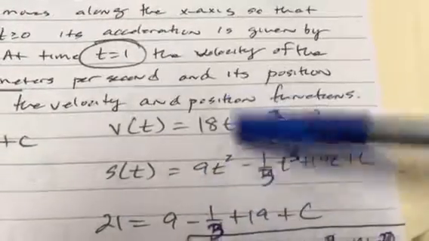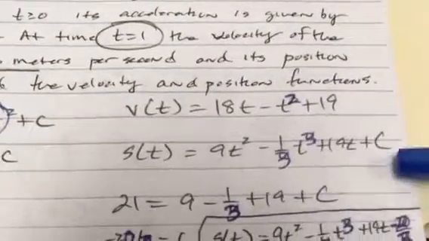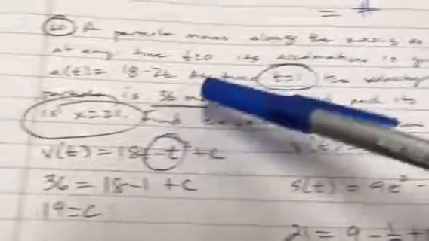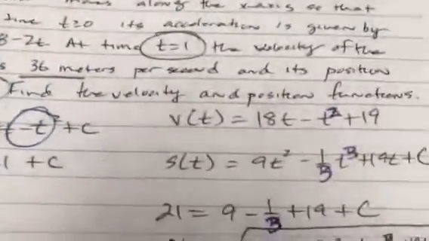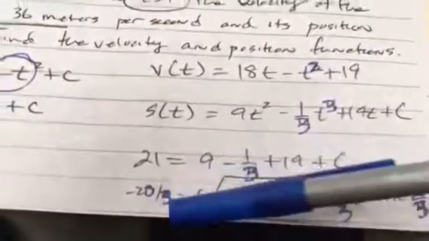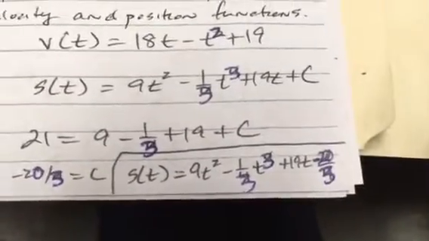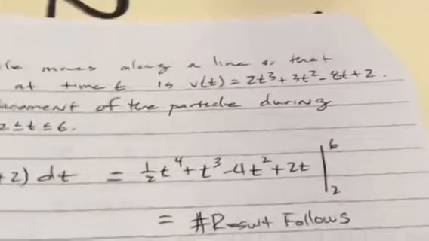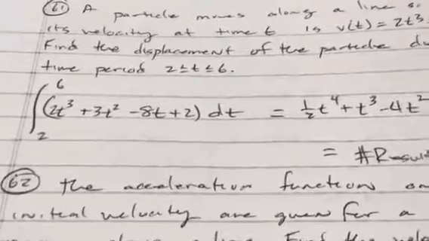Take the antiderivative. That is 1/3 t to the third. And you know that when t is 1, s of 1 is 21. I think you get negative 20/3 for c. All right. Anyway, just know how to do that. Finishing up here, you're going to integrate again. It's literally the same one as a few questions ago. Going to integrate over 2 to 6 that function, and then your result follows.